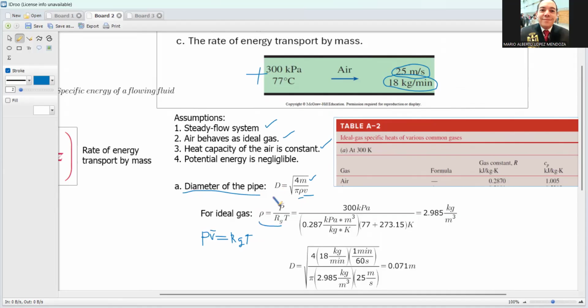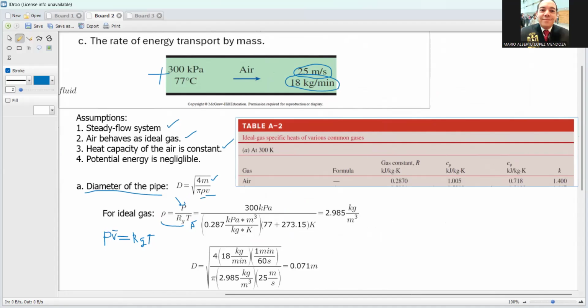In this case, we know the pressure and we know the temperature. So in table A2 in the central book, we can get the value of the specific gas constant for air. You have these tables in your Canvas LMS.